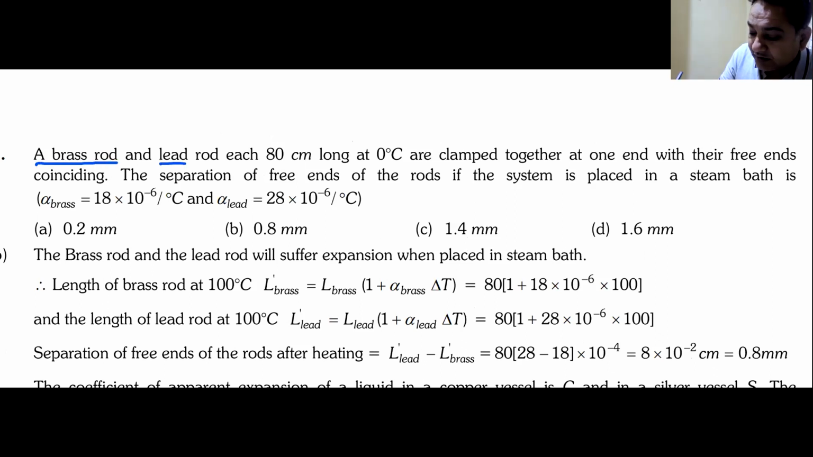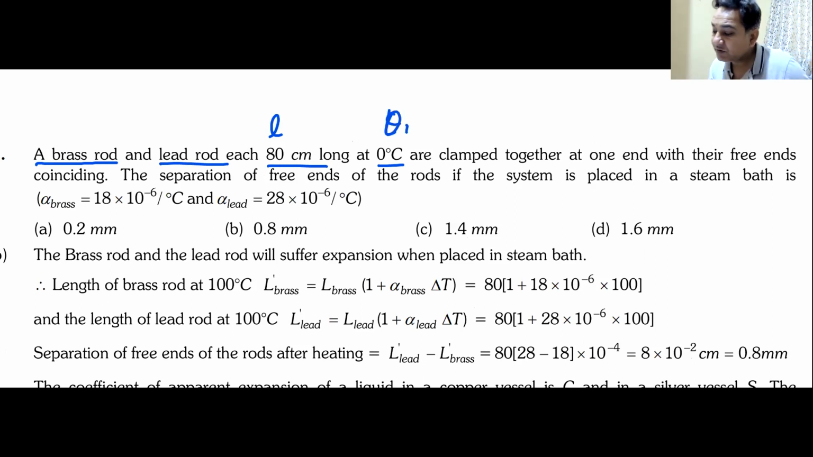A brass rod and a lead rod, each of 80 centimeter. If I would have to make this question, I will write this length as L at 0 degrees Celsius, I will write this as θ1. Clamped together at one end and their free ends coinciding. That is what you need to imagine. The question asks for the separation of the free ends of the rod if the system is placed in a steam bath. Steam bath means the final temperature is 100 degrees Celsius. I hope you understand this. Yes or no?